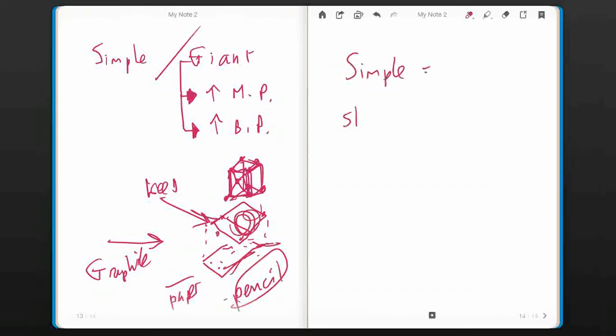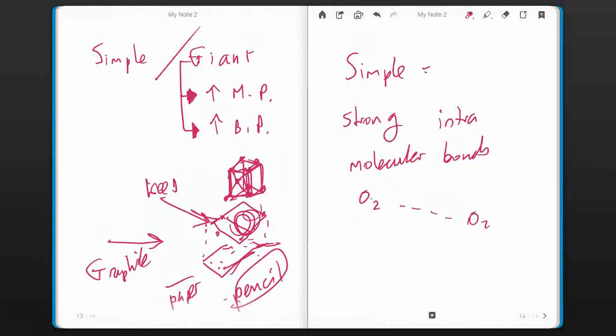They have strong intra, which means inside, molecular bonds, which means, for example, oxygen, O2. We know that there's a double bond between the oxygens, which is really strong. But between the different molecules, you don't have a double bond, you have weak intermolecular bonds.